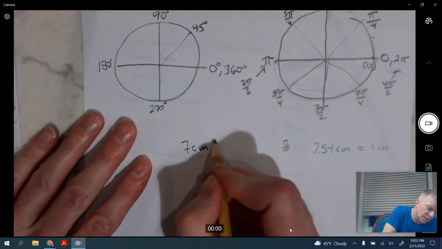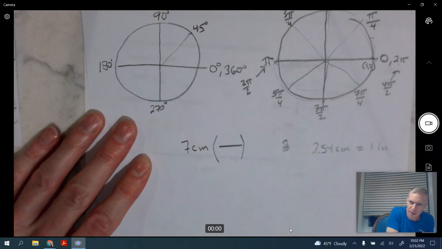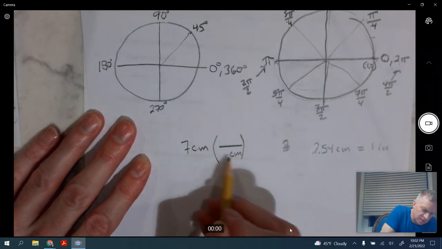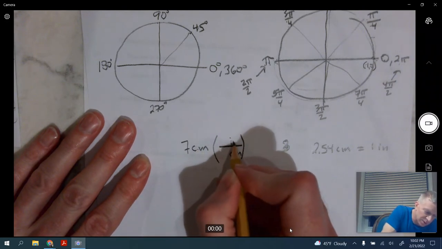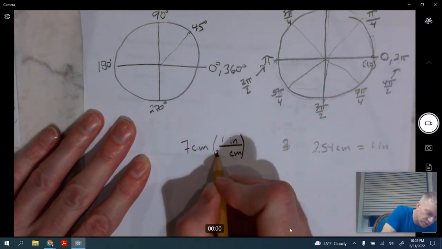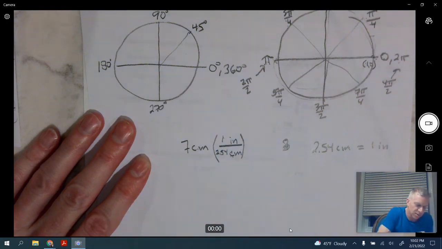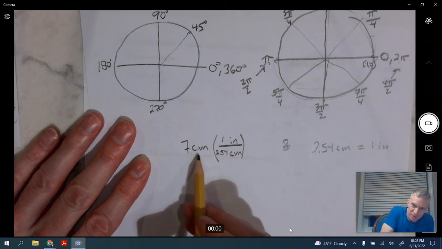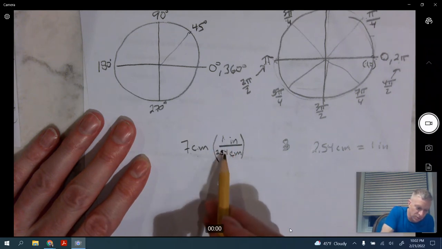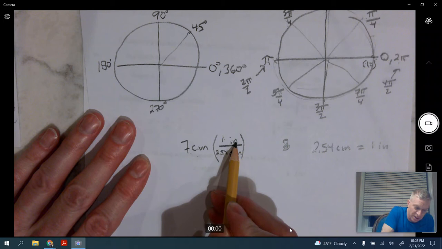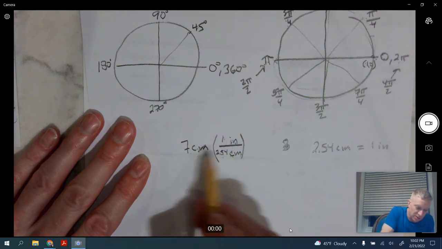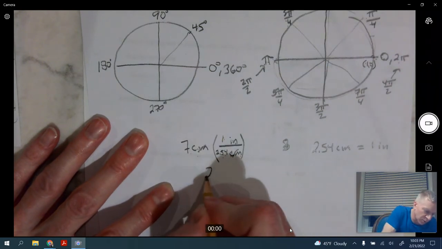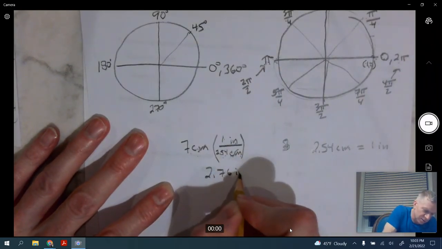Okay, so if you have 7 centimeters, you multiply by some kind of a conversion. You're going to put the centimeters on the bottom, because here you have centimeters on the top. You want those to cancel. You're going to put inches on the top. 1 inch is 2.54 centimeters. So if you take 7 centimeters and you want to convert to inches, you multiply by the conversion factor 1 over 2.54, putting the inches on the top because that's what you want. Centimeters will cancel. And when you multiply this out, you get about 2.76 inches.